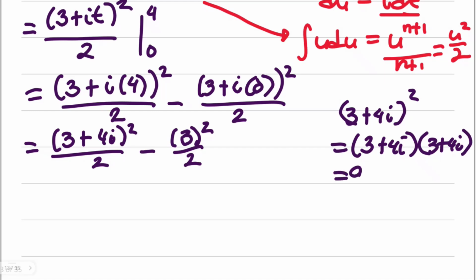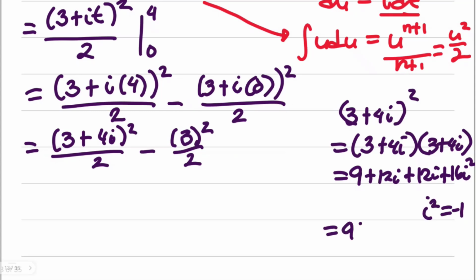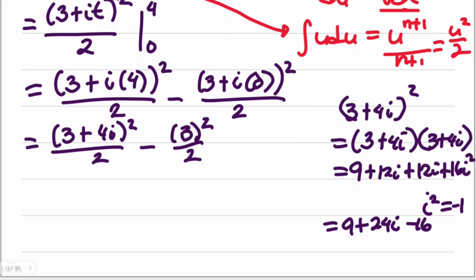3 times 3 is 9. Inner term is 12i. Outer term is 12i. You have here plus 16i squared. Take note that i squared is negative 1. This is equivalent to 9 plus 24i minus 16, because i squared is negative 1. This is actually negative 7 plus 24i. That is the value of your numerator here.